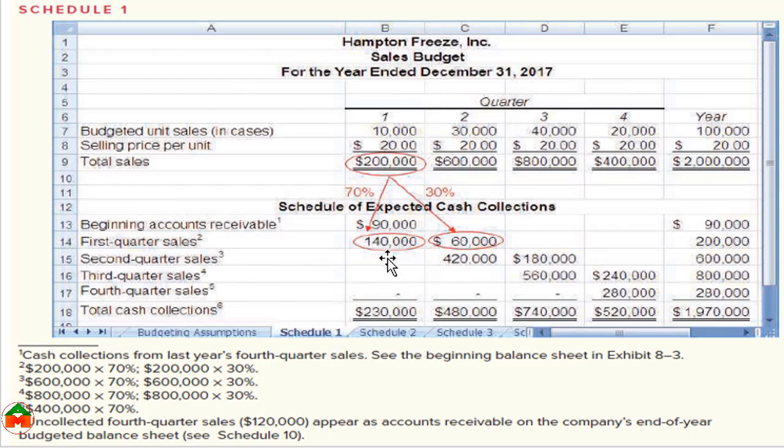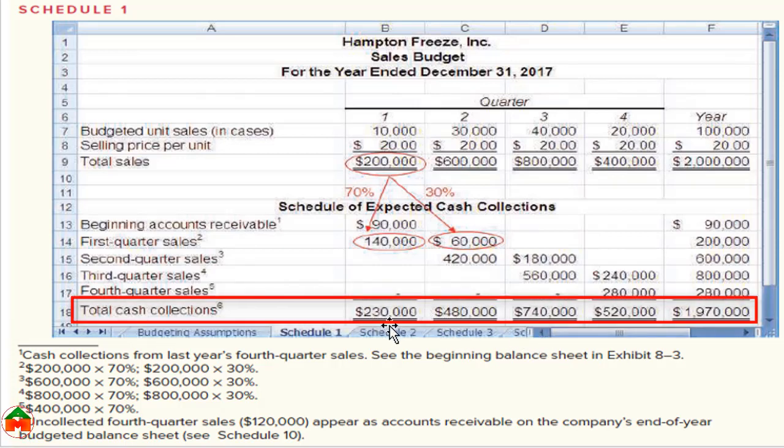In the first tutorial of master budgeting, we have shown how to prepare the schedule of expected cash collection. From this schedule of expected cash collections, we will take the data for preparing the cash collections in the cash budget. We can see the cash collection in the first quarter is 230,000, in the second quarter 480,000, in the third quarter 740,000, and in the fourth quarter 520,000. This information will be taken to the cash budget for showing the cash collections.